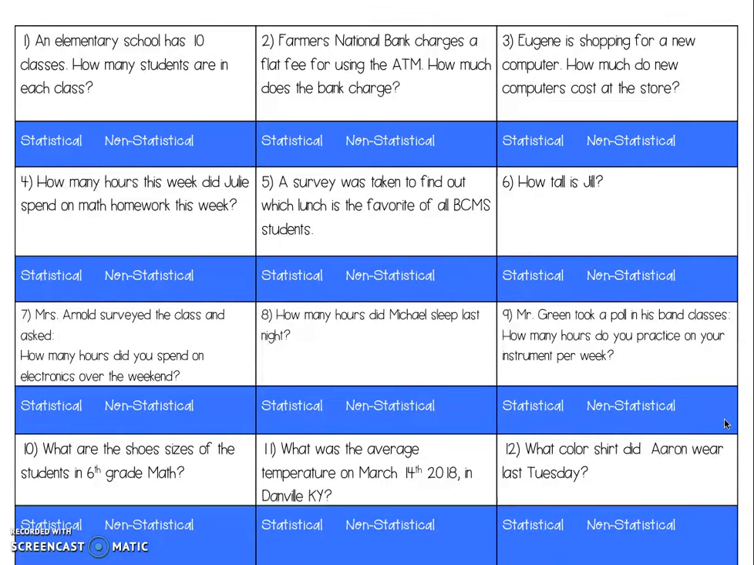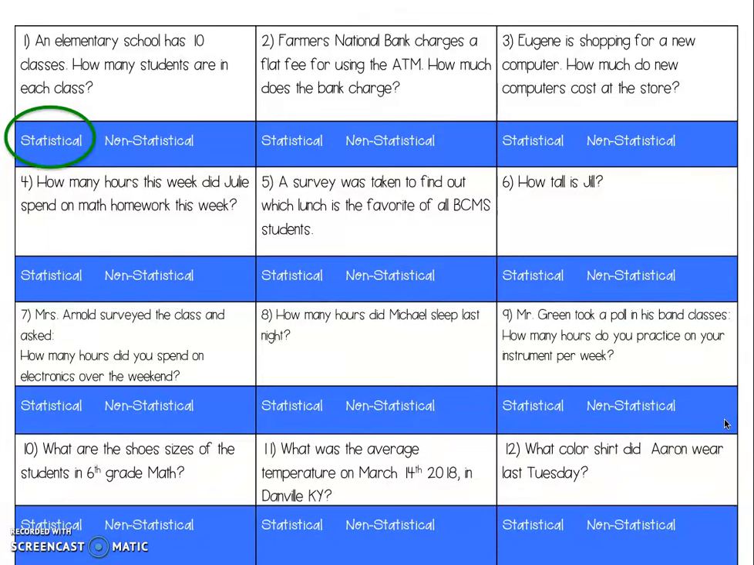I want you to think about an elementary school, and you go up to each classroom, and you knock on the door. You count the kids. In one classroom, there might be 22 kids. In the next classroom, there might be 24 kids. In the next classroom, there might be 18 kids. This is an example of a statistical question because each classroom could have a different amount of students.